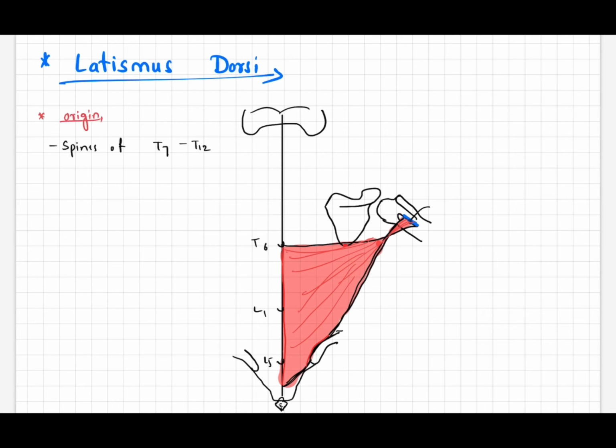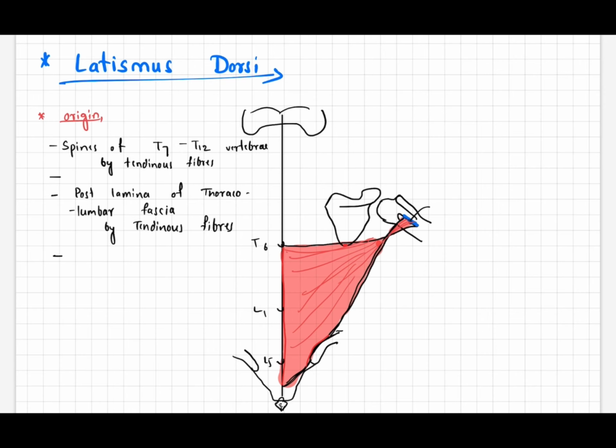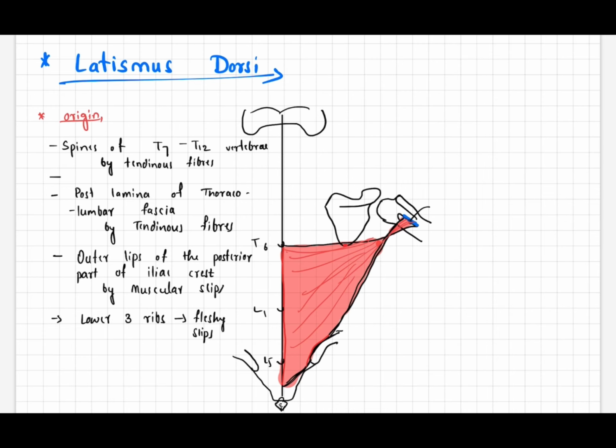Origin of the muscle. T7 to T12 from tendinous fibers and posterior lamina of thoracolumbar fascia from tendinous fibers, and outer lip of posterior part of the iliac crest from muscular slips. Fleshy slips from the lower 3 or 4 ribs, and the dorsal surface of the inferior angle of the scapula.